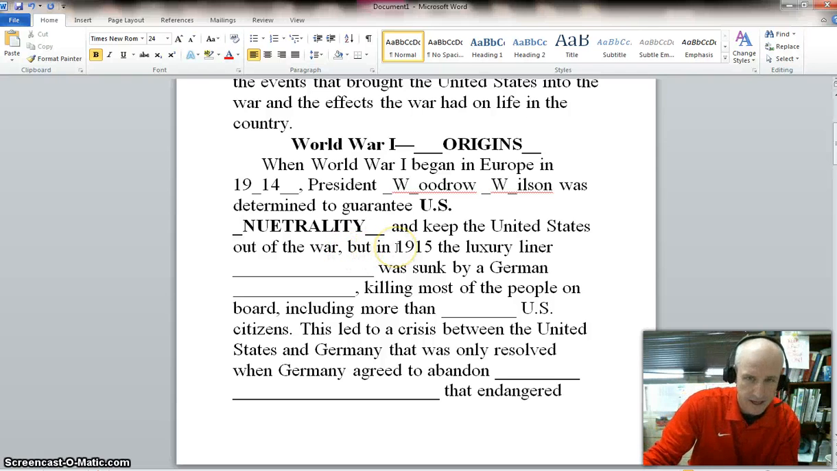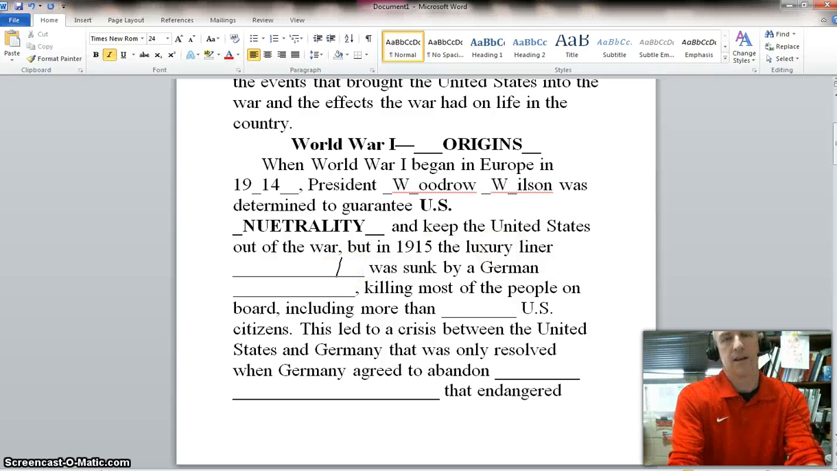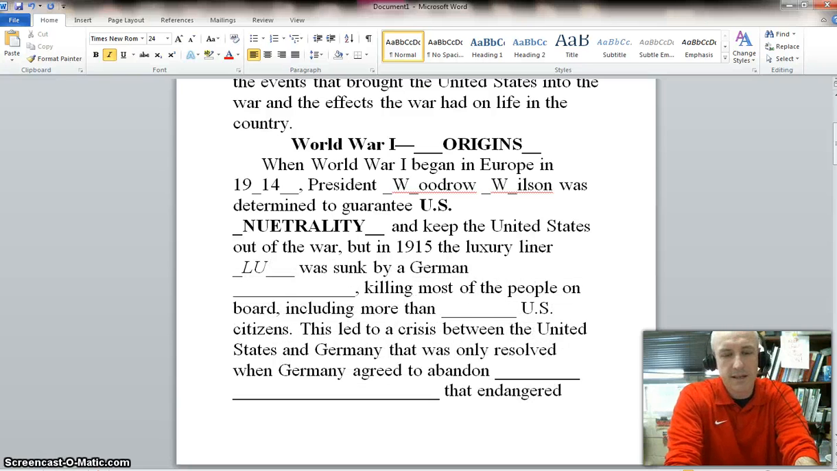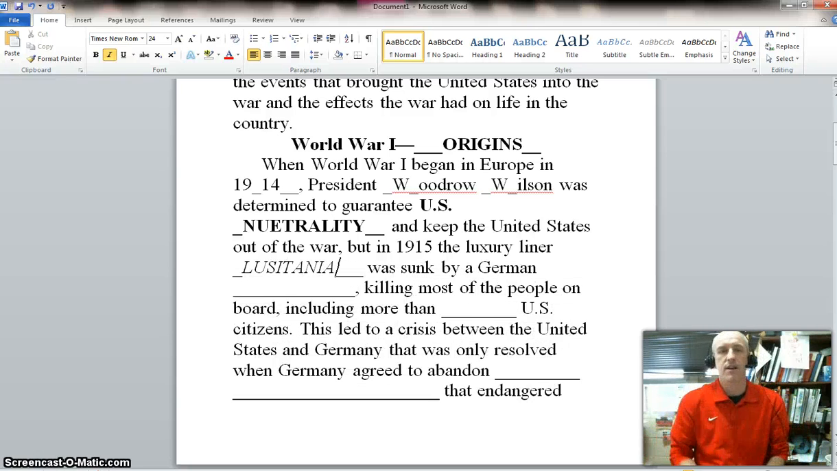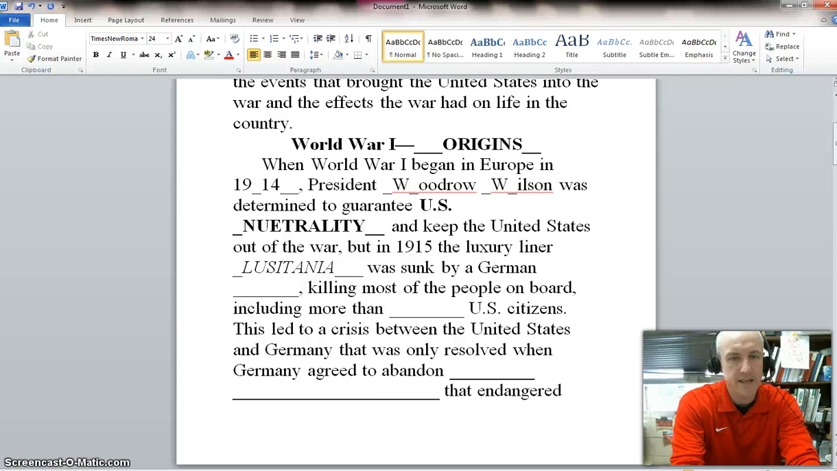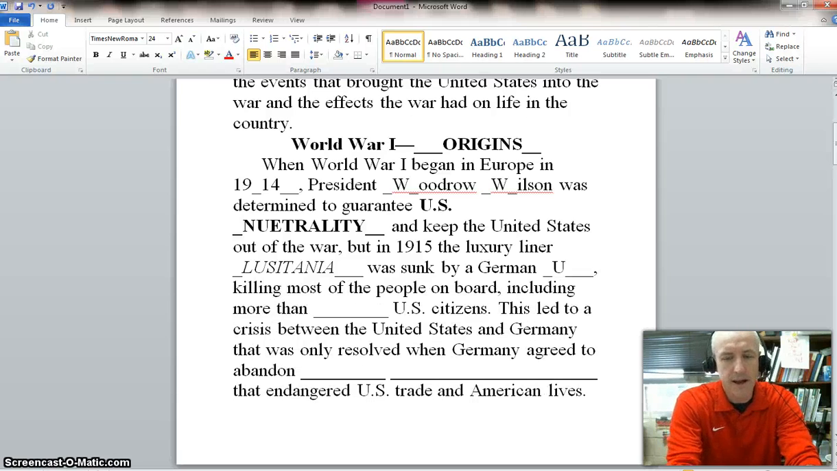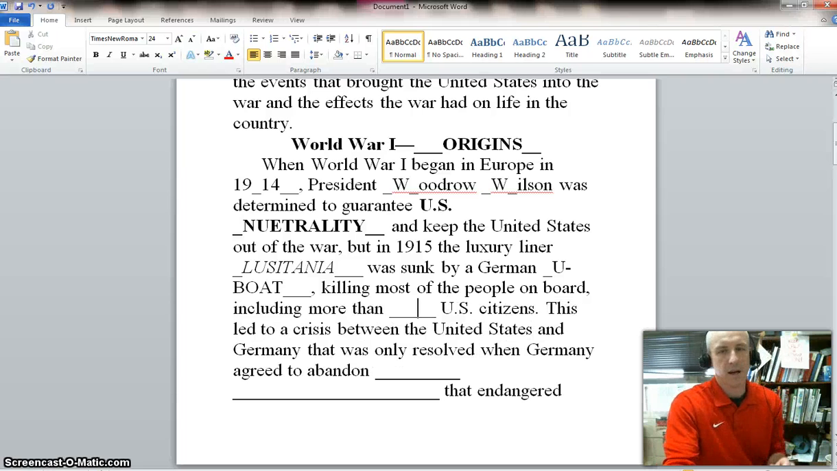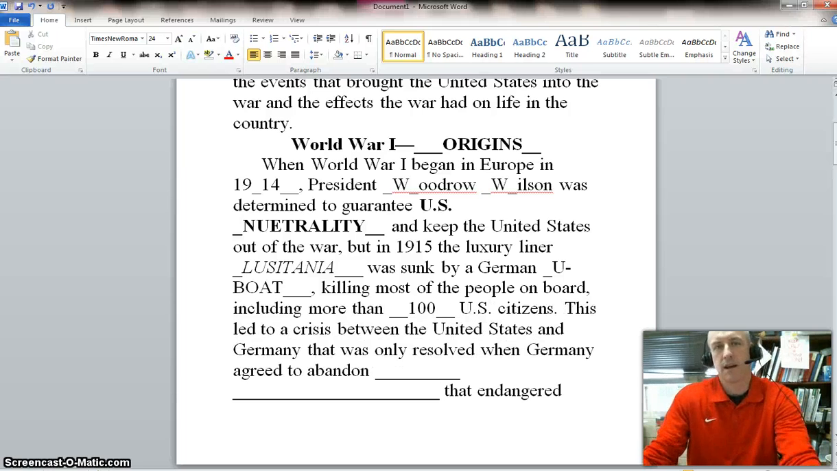And by 1915, this is what begins to happen. There's going to be this luxury liner, this big ship. It's a sister ship of the Titanic. It's called the, you might remember, starts with the L. Remember the name of this ship that's going to blow up? The Lusitania. All right, the luxury liner called the Lusitania was sunk by a German, you can say this in lots of different ways, an Unterseeboot, we're just going to write U-boat, by a German U-boat, killing most of the people on board, including more than, can you guess how many Americans? More than 100 Americans. Now this doesn't seem like a lot to some folks, but here's the deal.